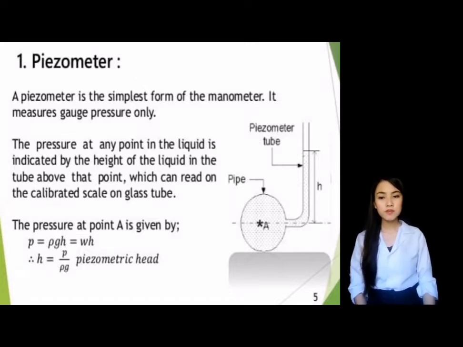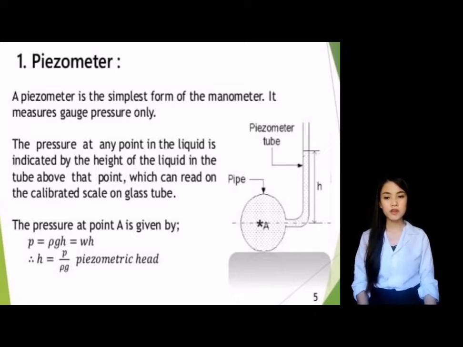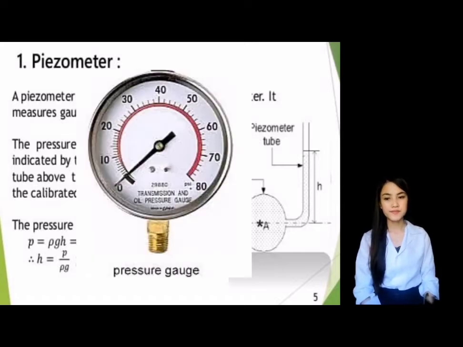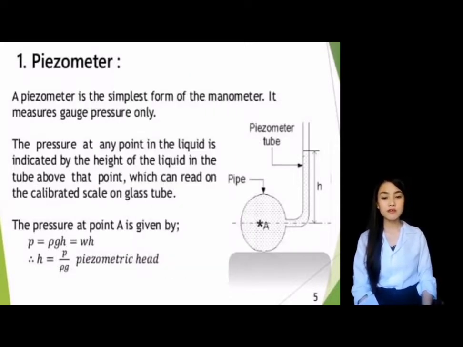So, here in the piezometer, it measures gauge pressure only. Gauge means panukat, like the picture being flashed here. So, the piezometer measures the pressure of a liquid or gas or something related to pressure. Like fluid, a piezometer is often placed in boreholes to monitor the pressure or depth of groundwater.